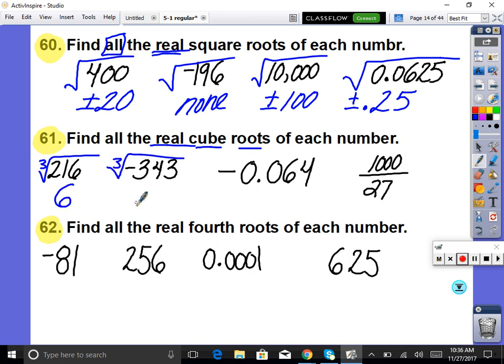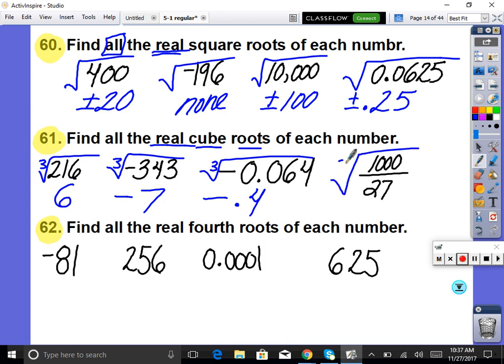Cube root of negative 343. Negative 7. You're right. And only negative 7. You understand? How about you guys? Sweet. Okay, let's do this one. The cube root of negative 0.064. Type it into your calculator. And it's only negative 0.4. Very good.